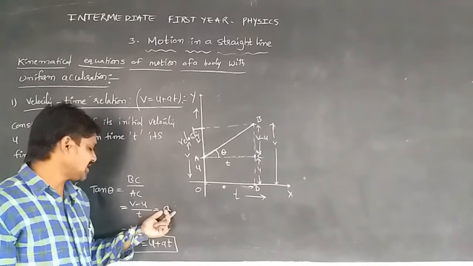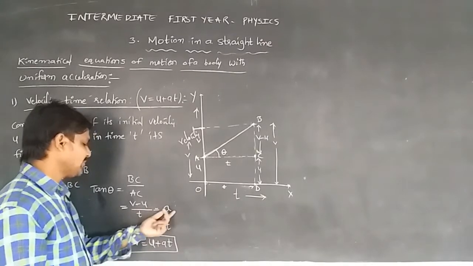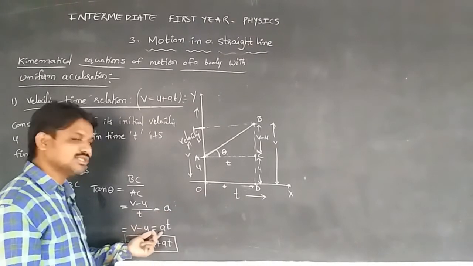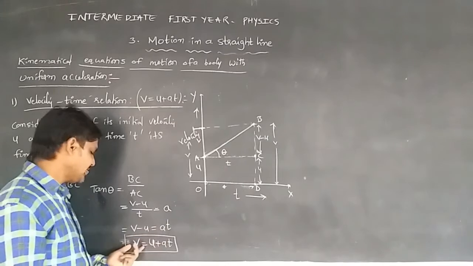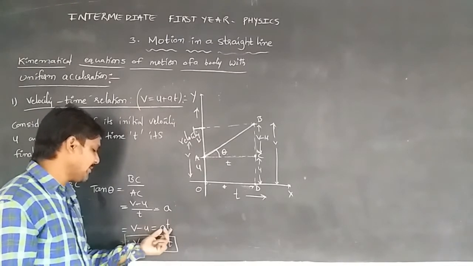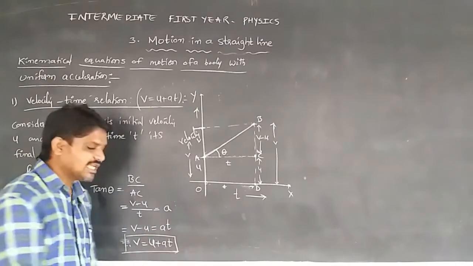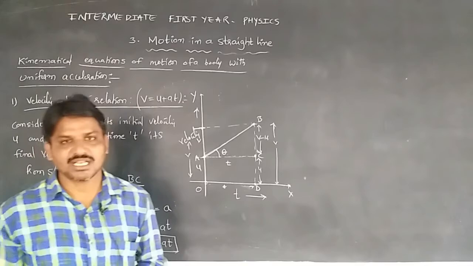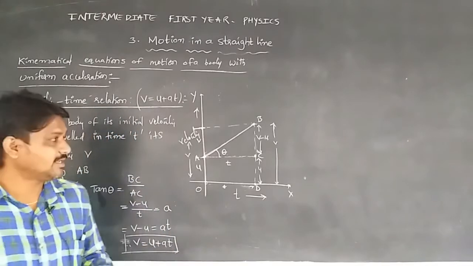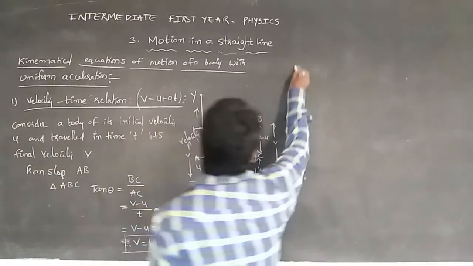So from that acceleration, whenever T is taken to this side, it multiplies with A. So V minus U is equal to AT, then minus U taken to this side becomes plus U. So V is equal to U plus AT. This is the first kinematical equation. Next, the second kinematical equation will be the second one.